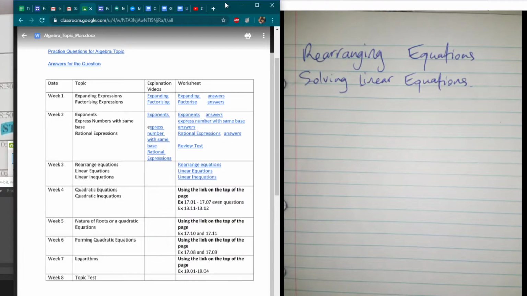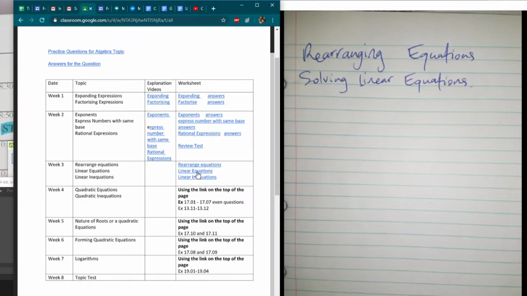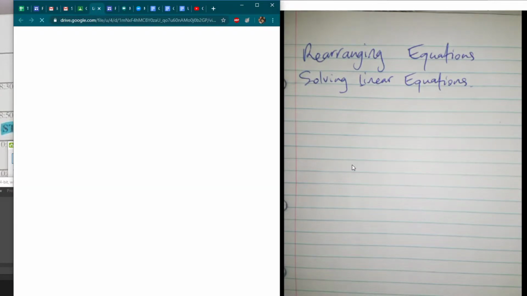Kia ora guys. So we are in week 3 and now we're going to have a look at linear equations. So it's rearranging equations and we are trying to solve linear equations.